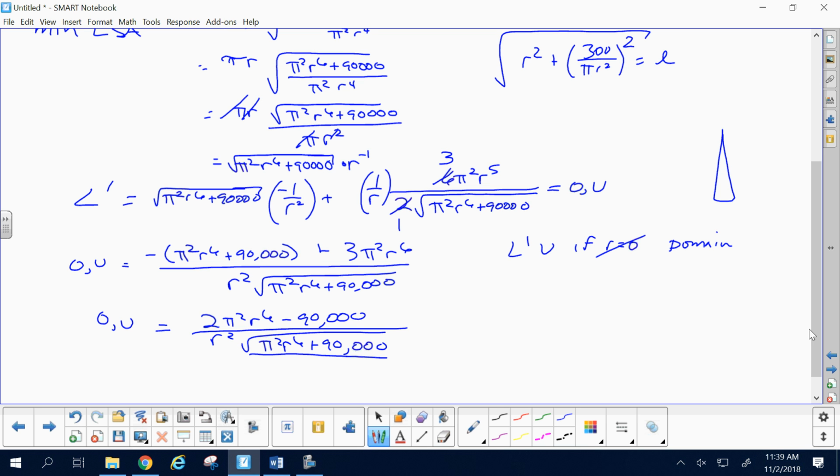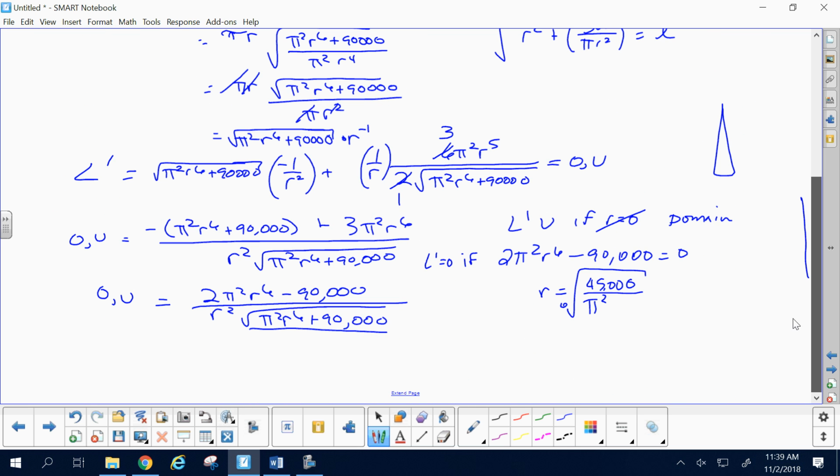It's positive only. And so my only issue is 2 pi squared r to the 6th minus 90,000. L prime is equal to 0 if the numerator equals 0. 2 pi squared r to the 6th minus 90,000 equals 0, which would mean that r is 45,000 over pi squared, 6th rooted. So the 6th root of about 5,000 could be 3 or 4.